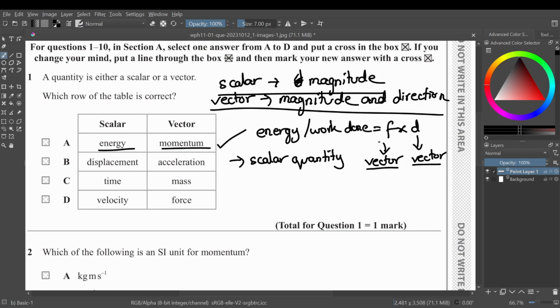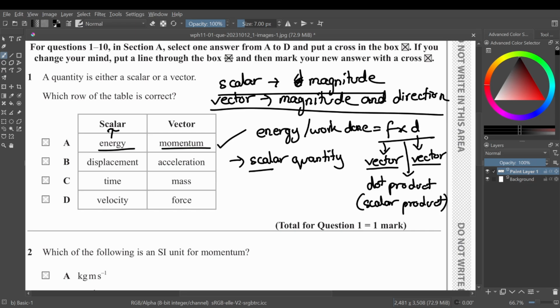Now, this is also known as the dot product, or in other words, the scalar product, right? That's all you need to know. That's why when you multiply two vector quantities, it results in a scalar quantity. That's why energy is in the right position. So now let's check the momentum.